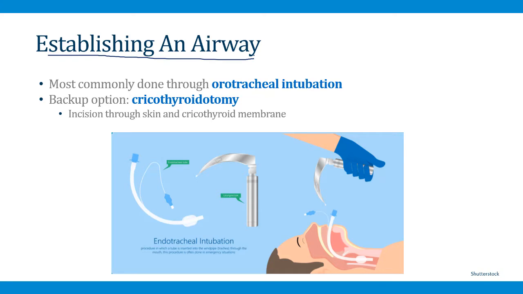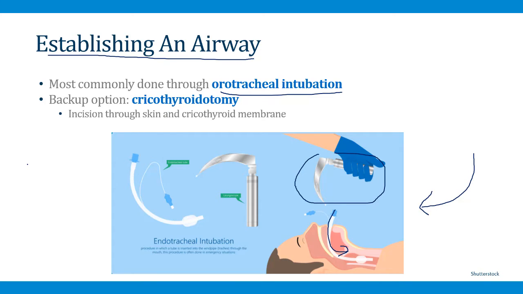The most common way that an airway is established is through orotracheal intubation. This is a picture of what it looks like on the screen here. A tool called a laryngoscope is used to lift up the lower jaw, and then a tube is inserted through the back of the mouth and into the trachea.